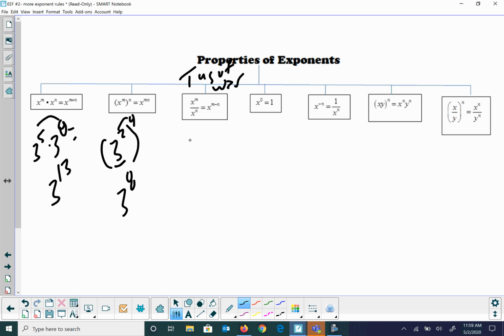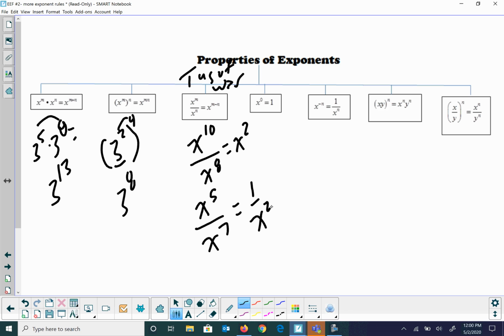So if you don't have any negative exponents at all, you'd have, say, x to the 10th over x to the 8th. Tug of war, top would win, so it would be x to the 2nd. Or if you had, say, x to the 5th over x to the 7th, tug of war, the bottom would win. And you'd have to have a 1 as a placeholder. So those are examples.